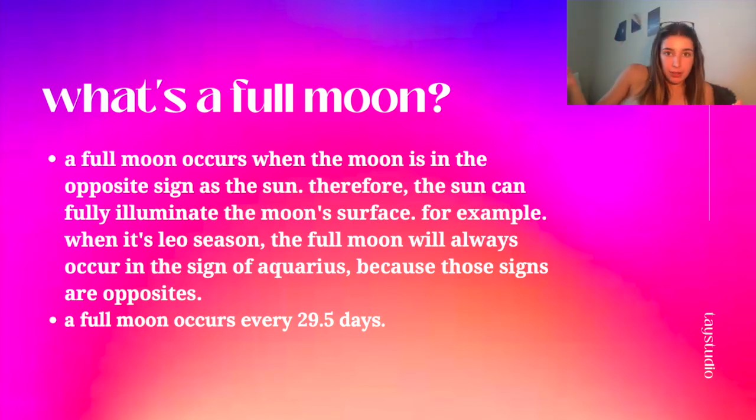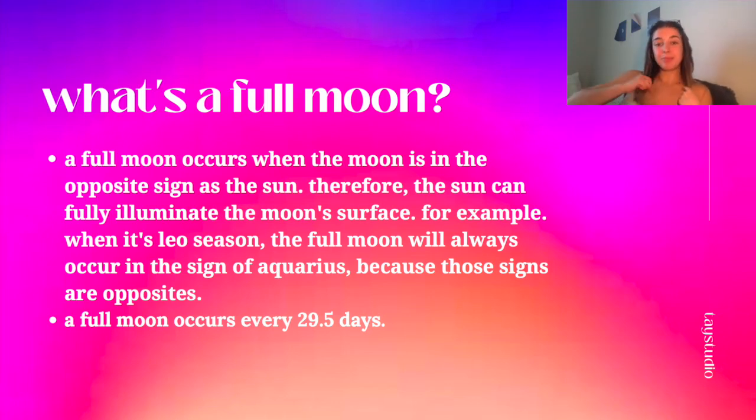When it's Leo season, for example, the opposite sign of Leo, so 6 months away, is Aquarius. So any full moon that occurs during Leo season will be in Aquarius, because the sun is over here in Leo, so the moon has to be over here in the opposite sign, Aquarius. But for the new moon, the moon is over in Leo with the sun. These are both in Leo. It's going to be a new moon. So when it's Sagittarius season and there's a new moon, it's going to be in Sagittarius. If it's Sagittarius season and there's a full moon, it's going to be in Gemini.